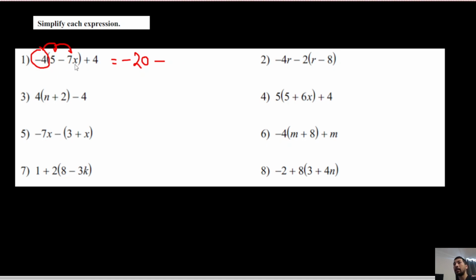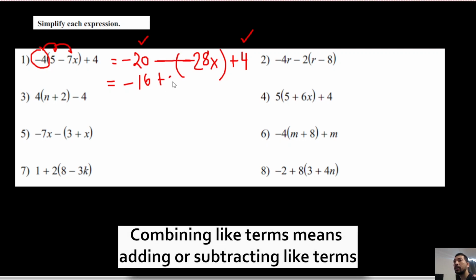Remember, if you multiply a constant and a variable with a constant, we just multiply the constants together. So negative 4 times 7, that is negative 28. And we just keep this x at the end. Plus 4. So now we can combine the like terms. Here we can see that these two are the like terms. So negative 20 plus 4, that is negative 16. And here we have minus and negative sign, so that will turn into a plus. So we have plus 28x.